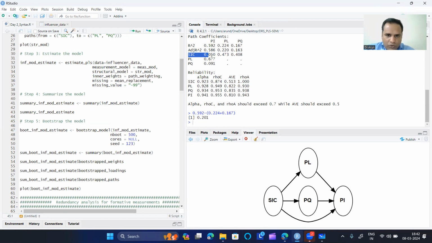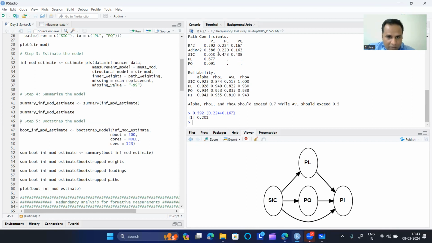Yes. And here you see this is your beta value. SIC to PI, the beta is this. SIC to PL, the beta is this, and this is the beta. By the way, when you see beta estimates, you always require the p value in order to interpret whether a particular construct is significant or not. From simply looking at beta estimates, you can't make sense.